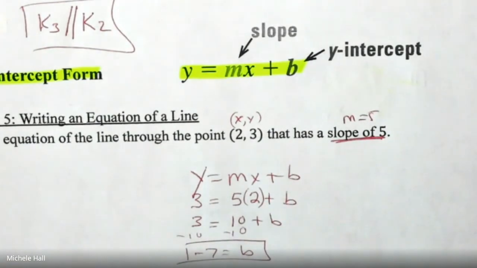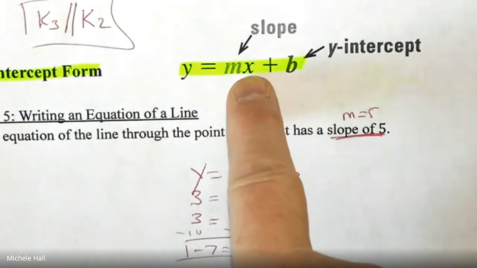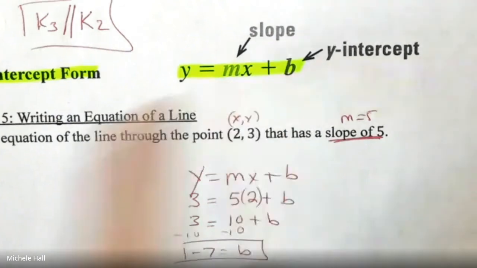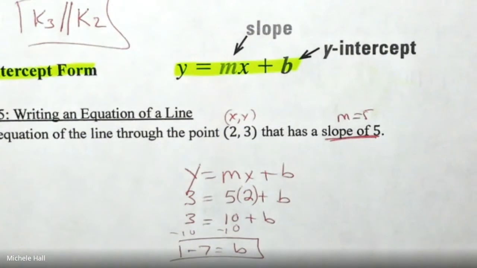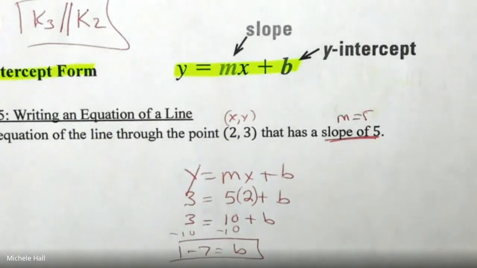That was the hardest part of that. I can write my equation now. I can use this to finish writing my total equation. If I have m and I have b, I can write an equation. Let's see if you can write an equation of a line. Do I have m? Do I have b? Then I'm going to write my equation of a line.